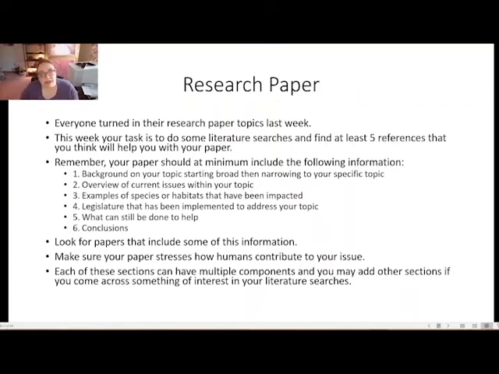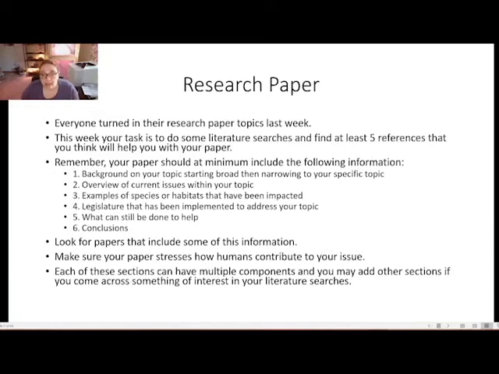So this week, your task is to do some literature searches. So I would suggest using Google Scholar. They're going to have a ton of peer-reviewed articles and journals for you that you can look through, and find at least 5 references that you think are going to help you with your paper.